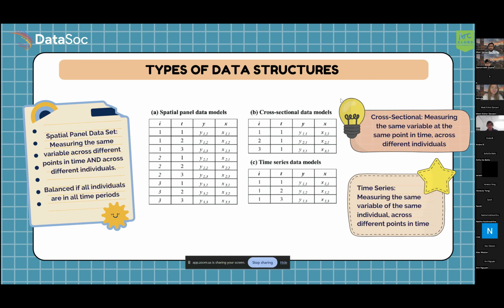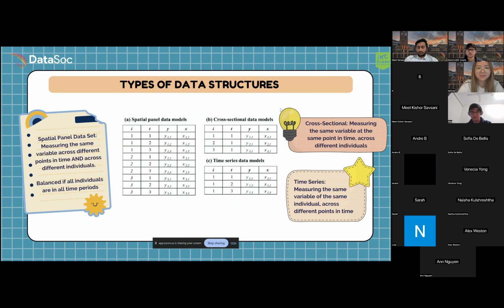And then there's also spatial panel data models, which measure both. So it measures the same variable across different points in time and across different individuals. For example, each of you, one lives in Randwick, one lives in Mascot, one lives in, let's say, North Sydney. You guys fill out the temperature in your suburb from 2020 to 2024. And we can say this data model is balanced if all individuals are in all the same time periods, and it will be unbalanced if one of the data is missing. So I hope that's clear. We're going to move on to the next one.